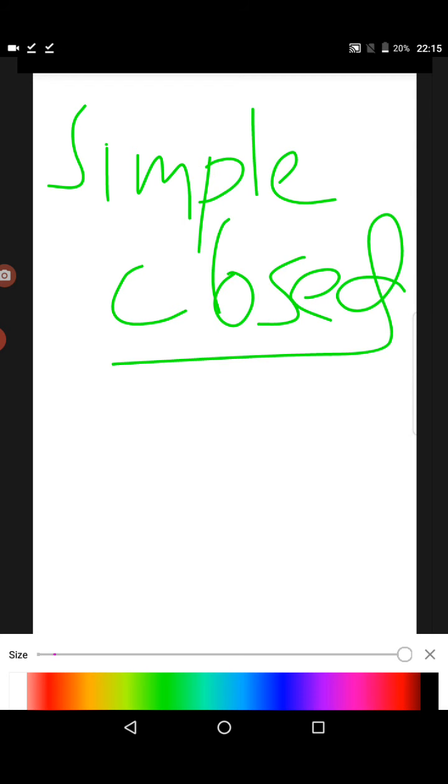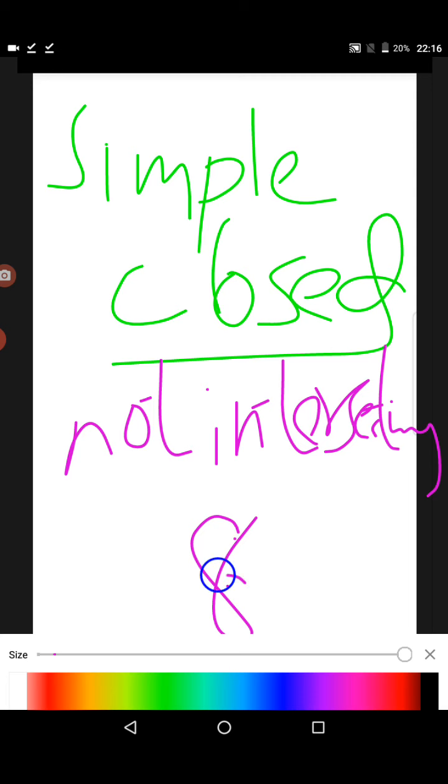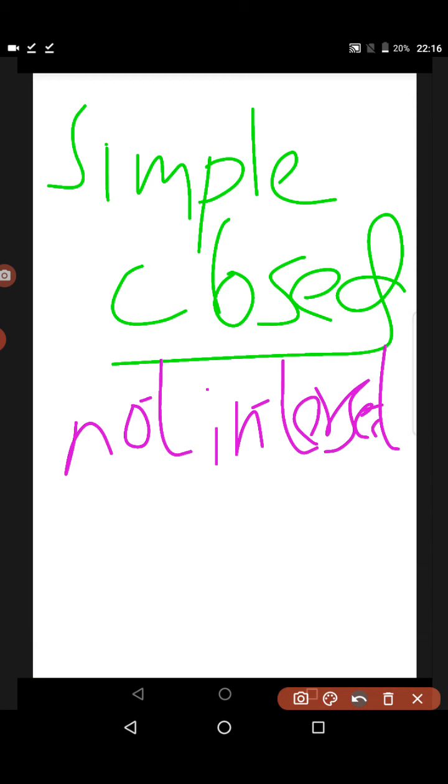Yeah. So what is the simple closed? They are not intersecting in between. So I have shown you one picture just now, right? That it was intersecting here in between. So that will not happen in simple closed figure, okay? That will never happen.